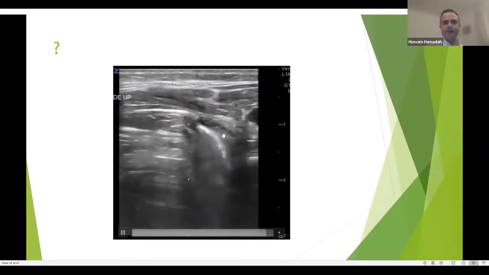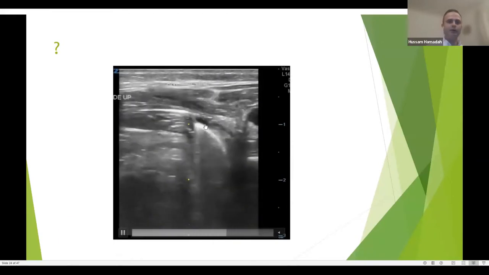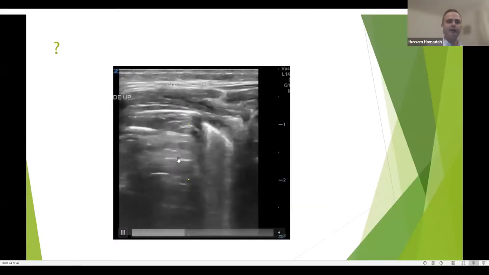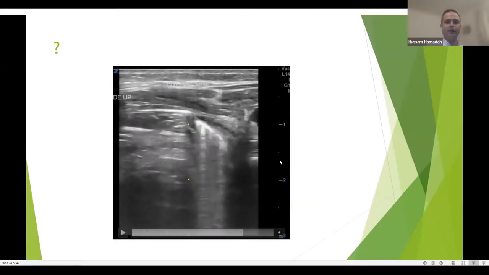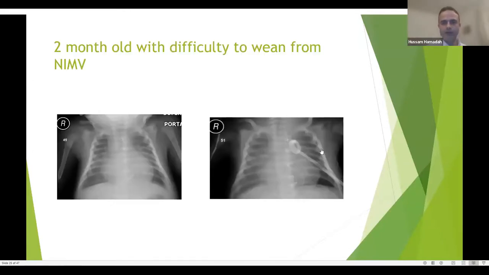See here, another view, you can see easily that this is the lung point here, this is a normal lung, while this is a silent lung with A line, A line, A line. Now, we'll go to the next video.